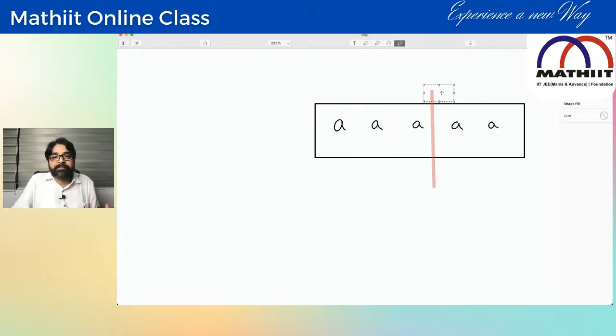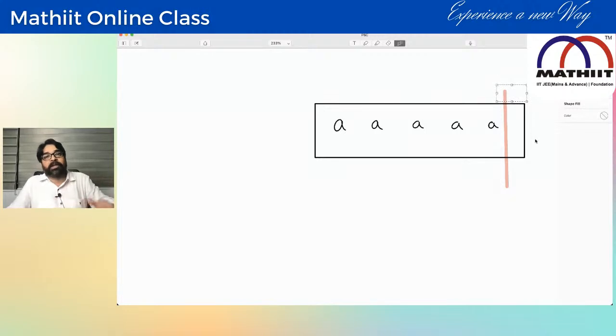I can keep it here. One group contains 3 objects, the other group contains 2 objects. I can keep it here. One group contains 4 objects, the other group contains 1 object. I can keep it here. The first, left side group contains 5 objects. The right side group contains 0 objects.